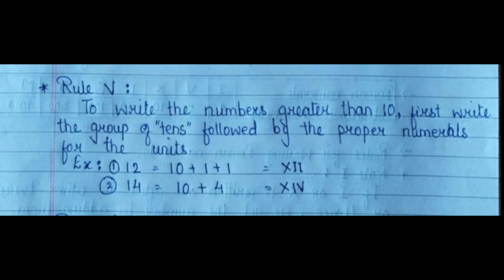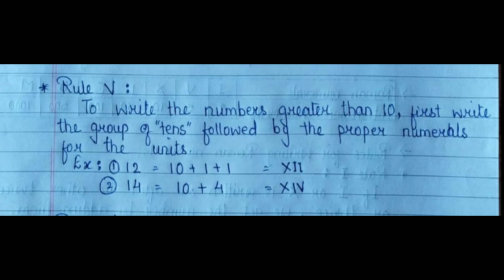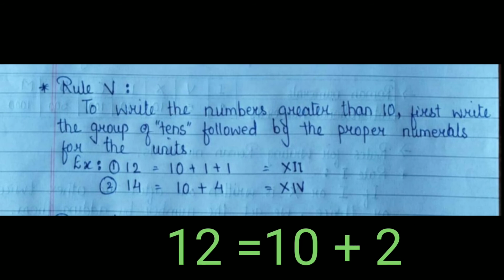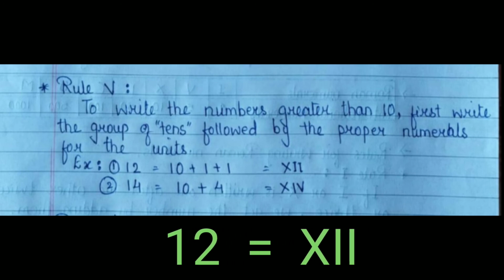Rule 5. To write the numbers greater than 10, first write the group of tens followed by the proper numerals for the units. Let's see few examples. Our first example is 12. 12 is equal to 10 plus 2. That is 10 plus 1 plus 1. Symbol used for 10 is X and symbol used for 1 is I. So, we will write 12 as XII.